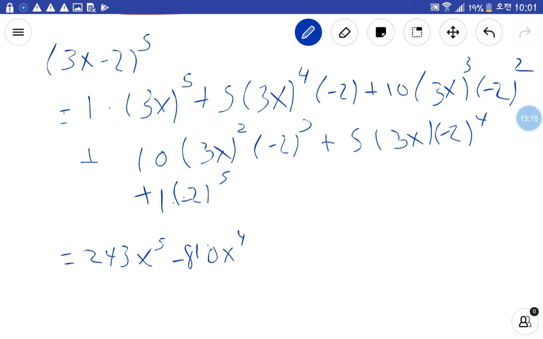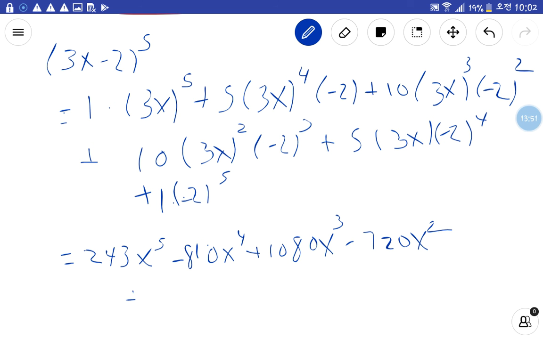Now, 3 to the 3rd power is 27. Negative 2 squared is 4. 27 times 4 times 10 would be 1080, and it should be positive because negative 2 squared becomes positive 4. Now we have x to the 3rd power. So you just simplify all the numbers. And then I have negative 2 to the 3rd power, which becomes negative 8, times 9 times 10, which is negative 720 x squared.